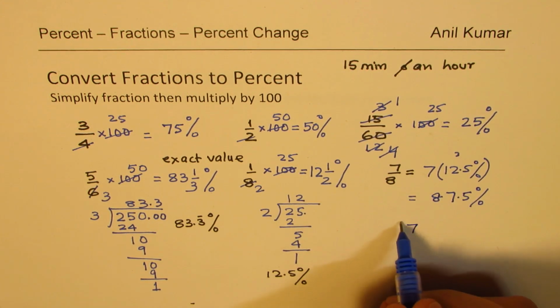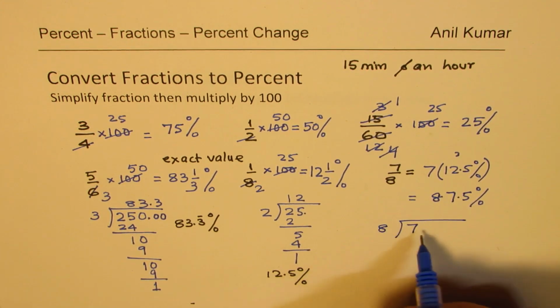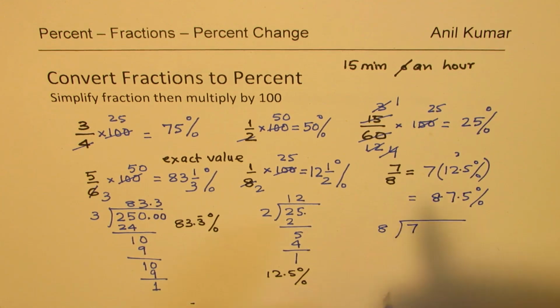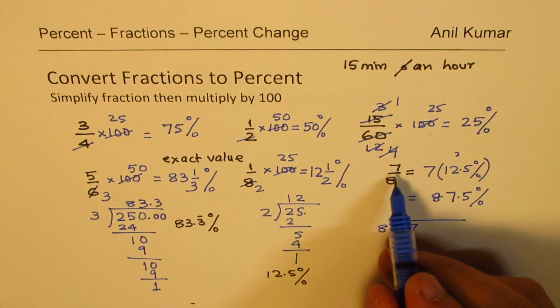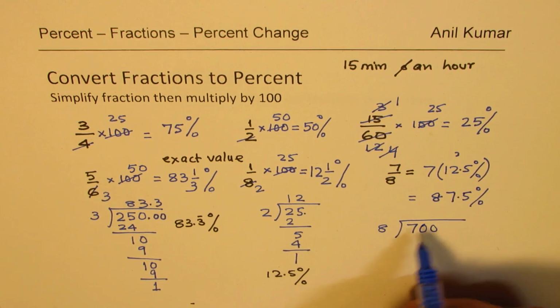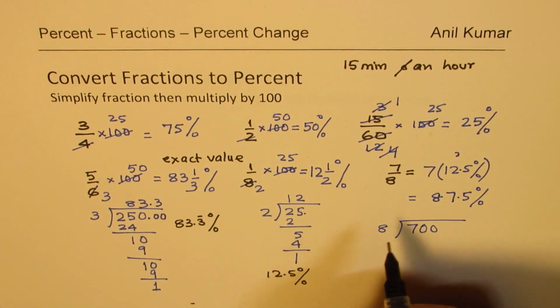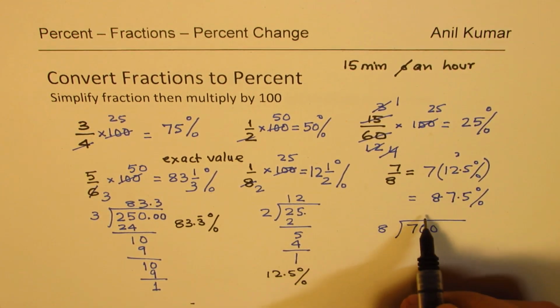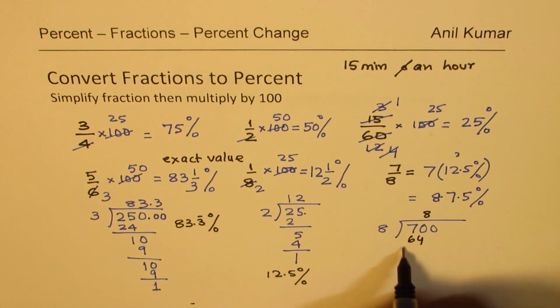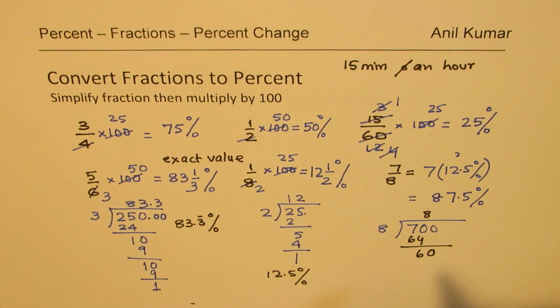You write this number 7 and divide it by 8, right? So, of course, you have to multiply by 100, 700, divide by 8, right? Now, if you do that, 8 times 8 is 64, right? So what you get here is when you borrow, you get 60. Now, 8 times 7 is 56, and the remainder is 4. Now, 4 is your remainder.